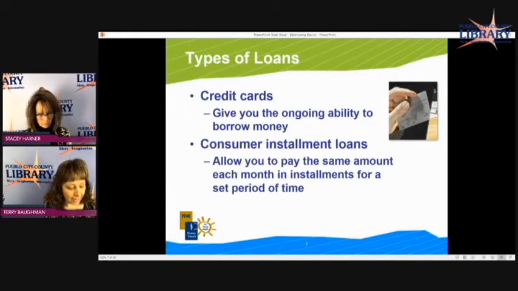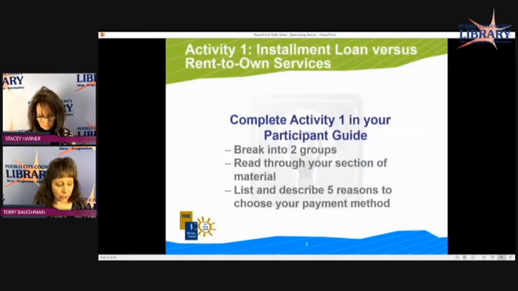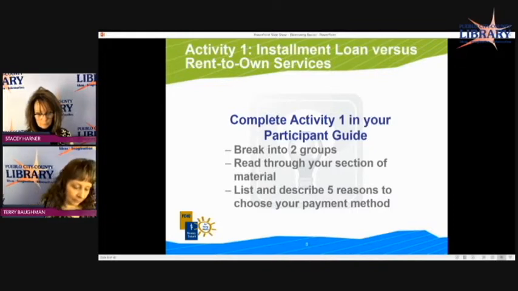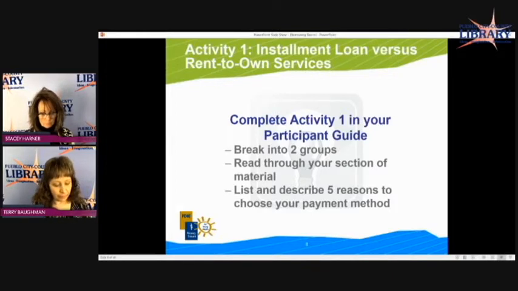So let's take a look at Activity 1 in your workbook, page 12. We're going to look at installment loans versus rent-to-own services. So, consumer installment loans. These secured installment loans are loans that are repaid in equal monthly payments for a specific period and are secured by the item you purchased. You can use the item you purchased while you are paying for it.